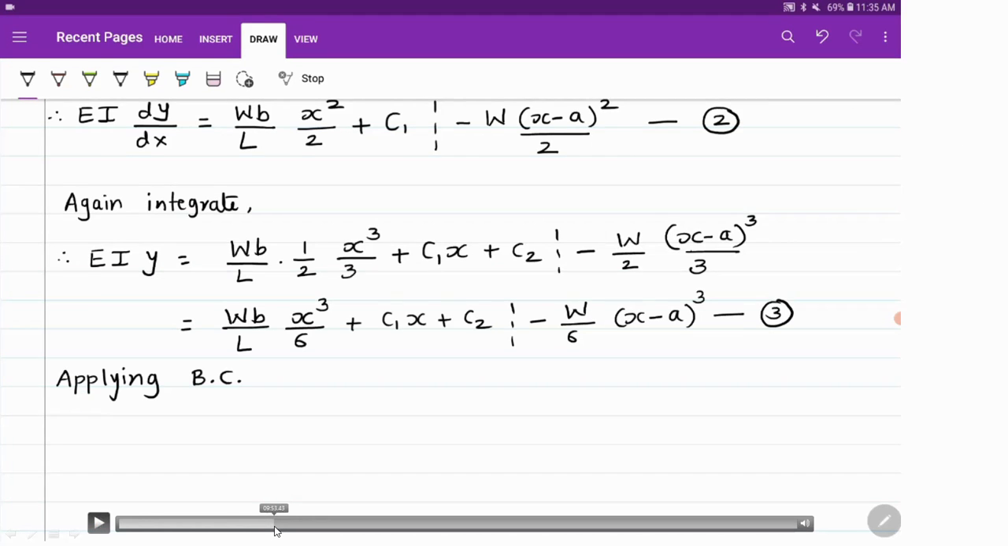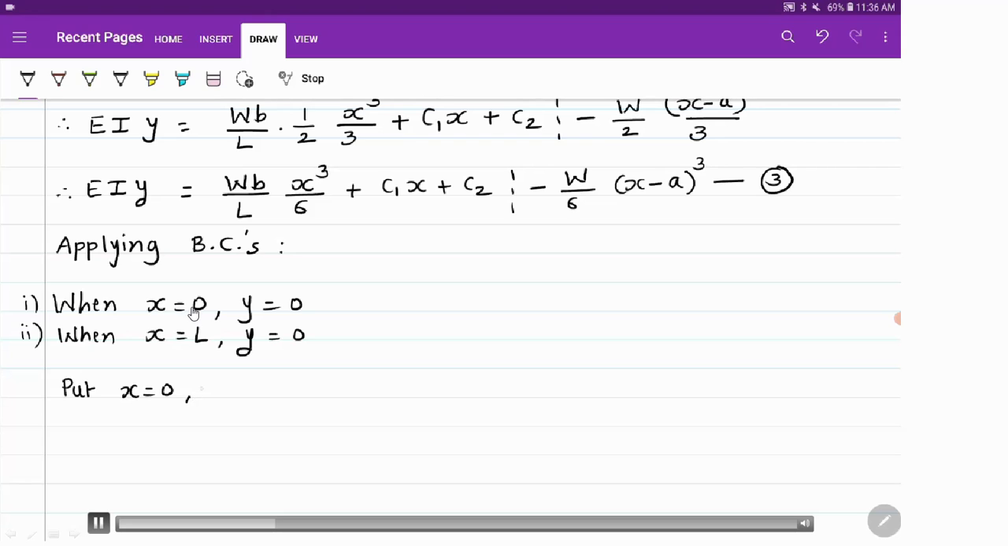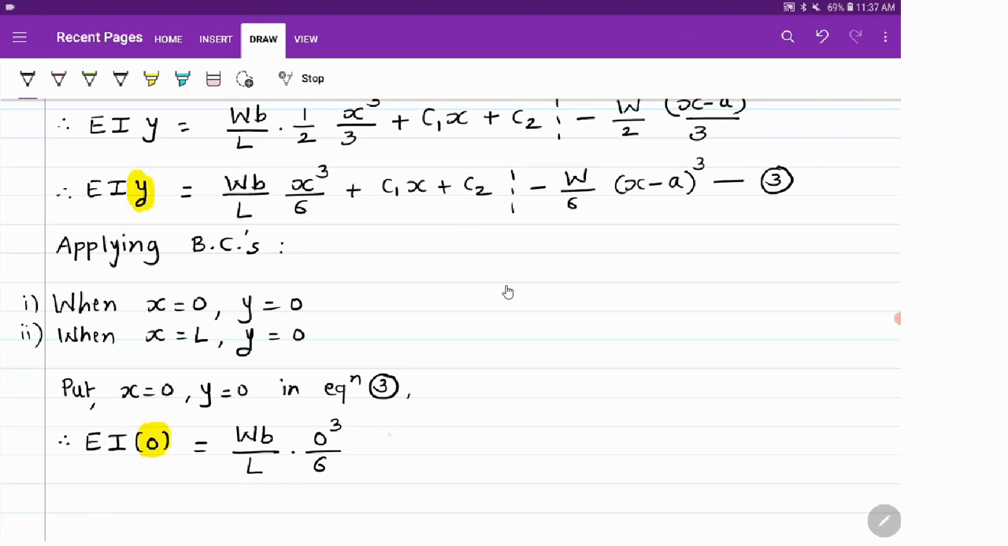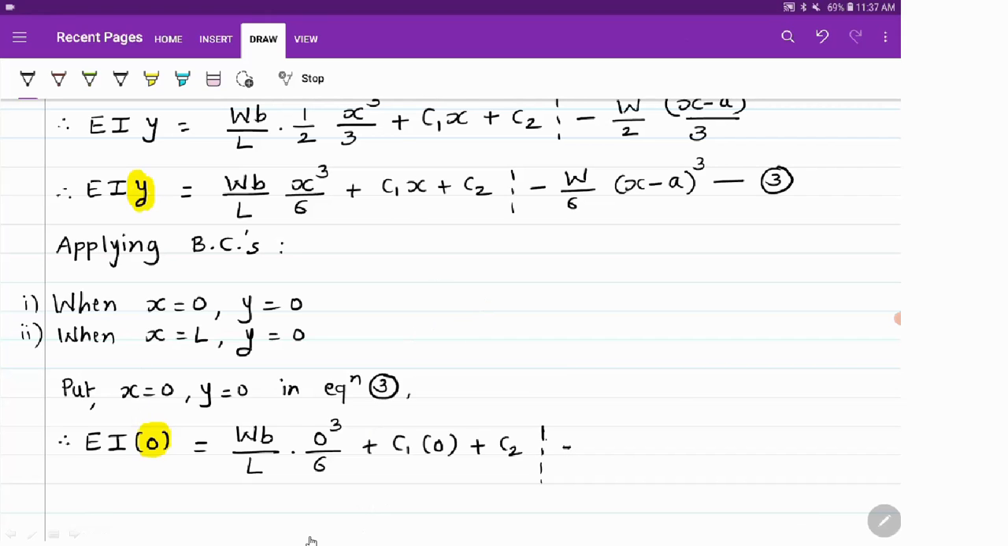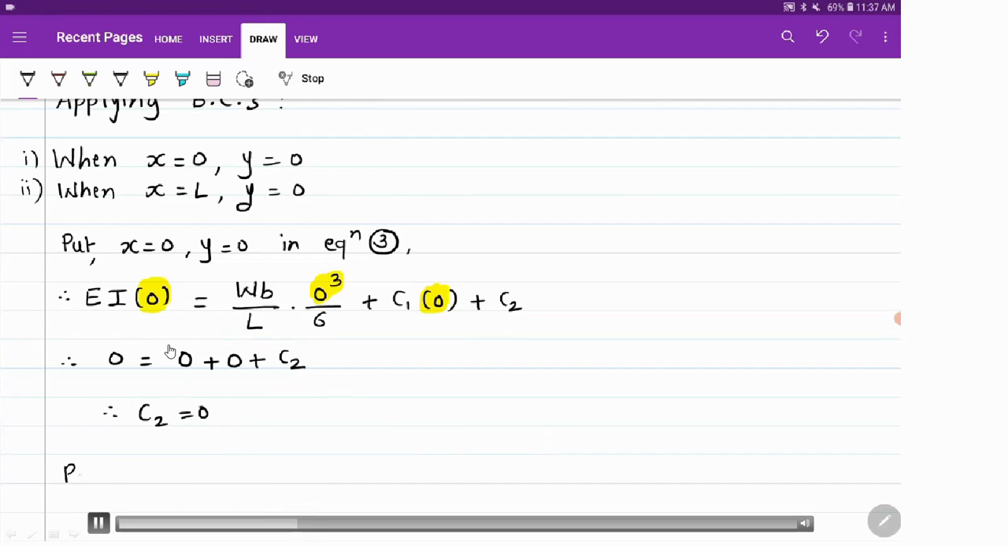Now applying the boundary conditions. The first boundary condition is when x is equal to 0, y is equal to 0. Now substitute this condition in equation 3. This is the equation in the first compartment only, because x is equal to 0, and that corresponds to this particular first compartment where the effect of Ra is felt. So EIy, in place of y substitute 0, in place of x also we have to substitute 0, and here also in place of x we have to substitute 0. So C2 will ultimately be 0 because all the terms are now 0. So x is equal to 0 and y is equal to 0 in the first compartment only, and that will give you the value of C2.